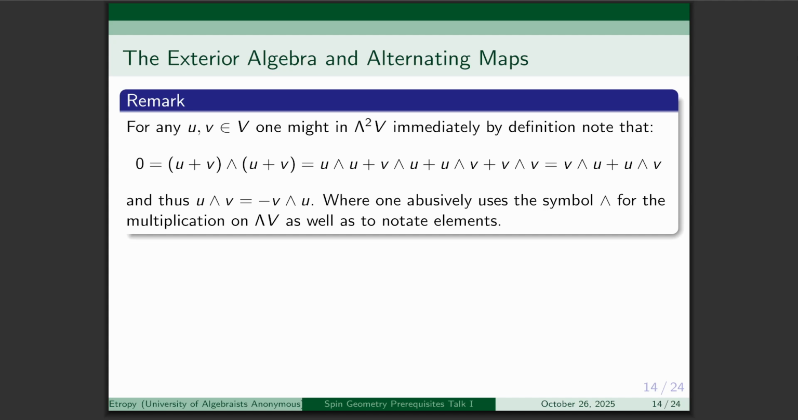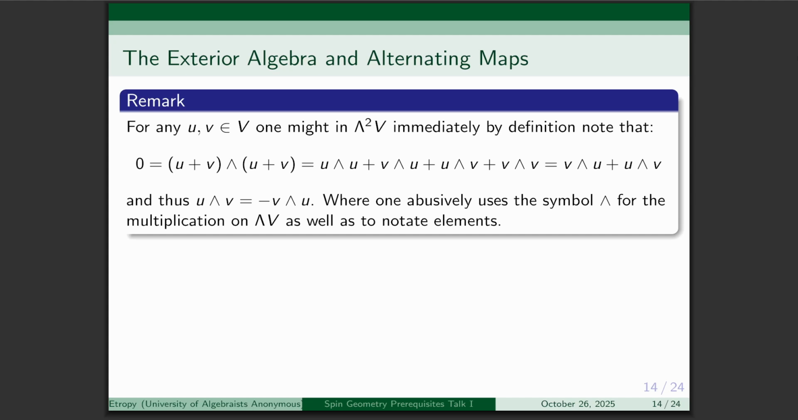then one can note that if we actually take the sum and wedge that with itself, well, by definition that's zero, because that's at least in the ideal. And then we note that this wedge has to be bilinear because it's a multiplication in our algebra. That follows from how we constructed quotient algebras. And so we can expand it out. We get u wedge u plus v wedge u plus u wedge v plus v wedge v. u wedge u and v wedge v is zero by definition of how we construct the exterior algebra, and we're left with v wedge u plus u wedge v.